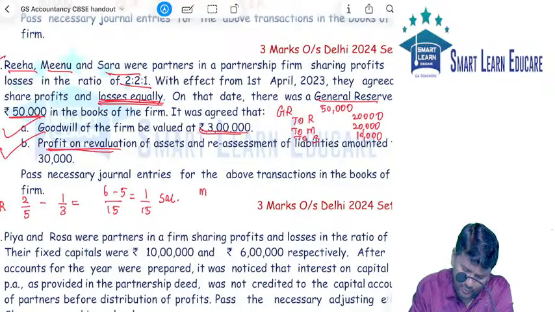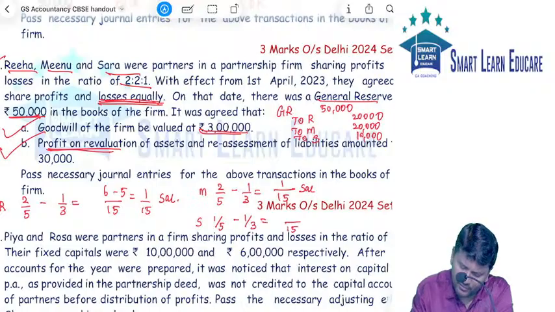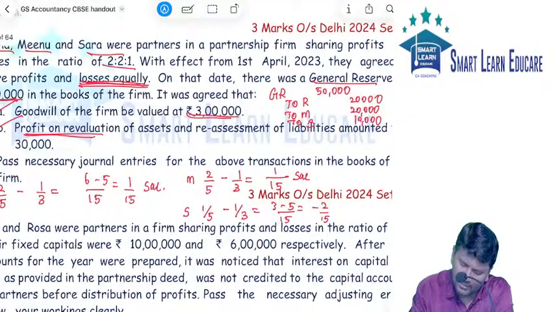M, let us calculate. It is 2 by 5 minus 1 by 3. LCM 15. Same answer, you will get 1 by 15. It is sacrifice. Next, the last partner S. Old ratio 1 by 5 minus 1 by 3. LCM 15. It is 3 minus 5, which will give you minus 2 by 15. When you get the answer in minus, it means that partner is gaining.